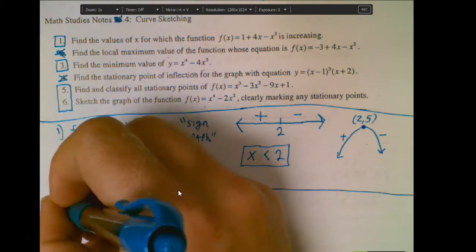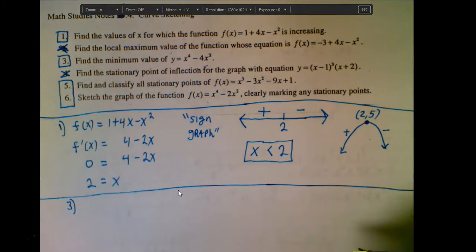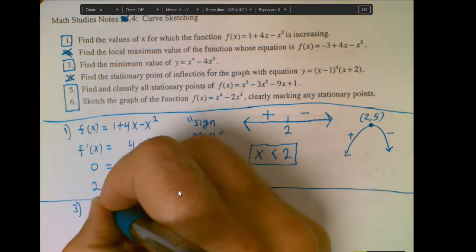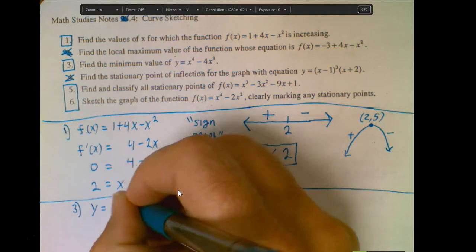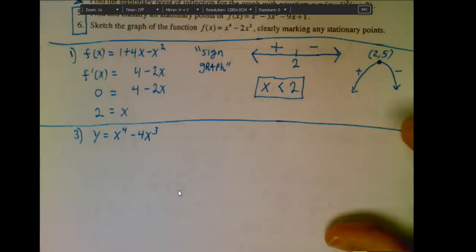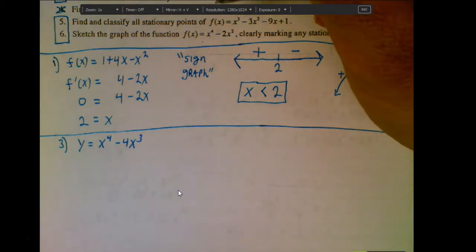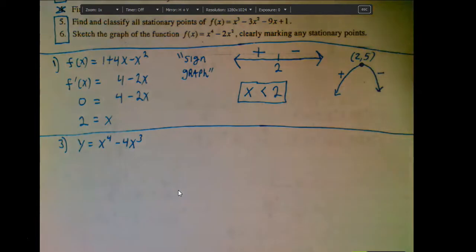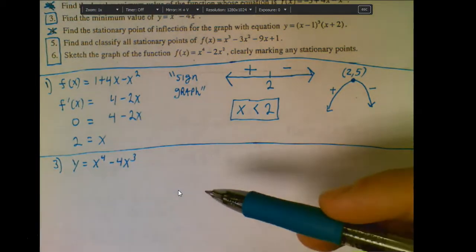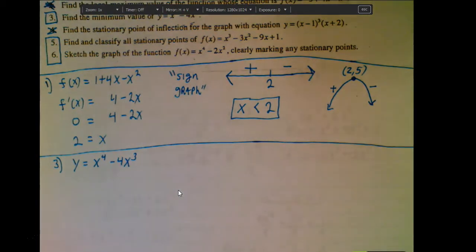If you jump to number 3, it says find the minimum value of that function. So here's the function we're working with, x to the 4th minus 4x to the 3rd. So there's our function, and it says find the minimum value. Remember, a maximum value would be at a high point, and a minimum value would be at a low point in the graph. So how do we do that?